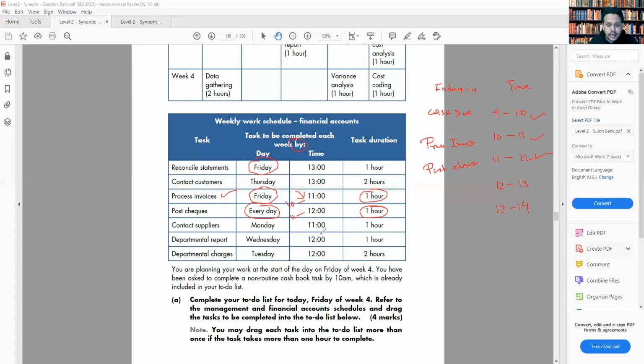Then the next one I have 12 to 1. So this one I finish by 1 hour, so I start at 12 and finish by 1. What do I do? Reconcile statement. I said, all right, reconcile statement.